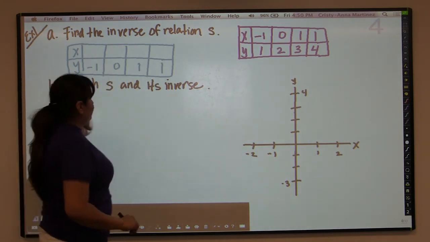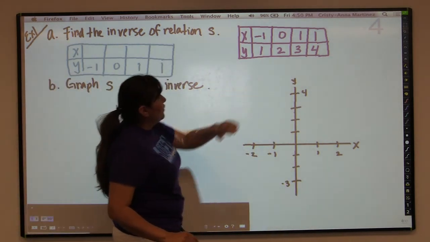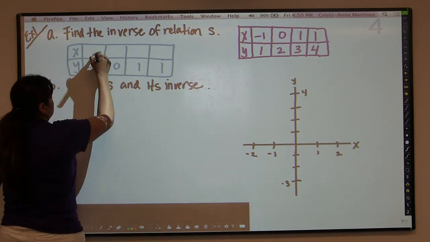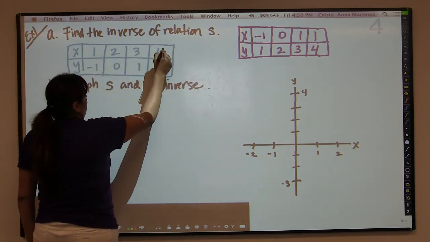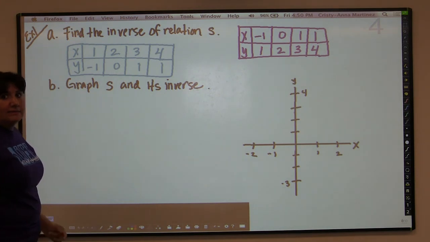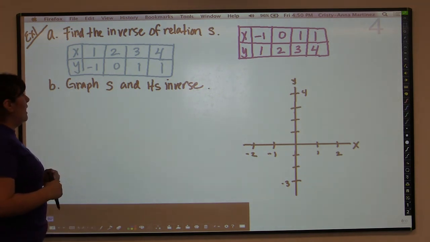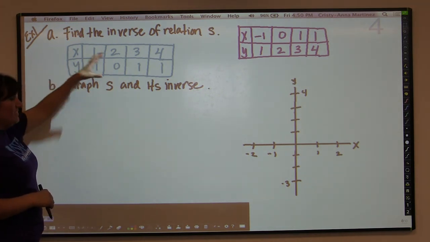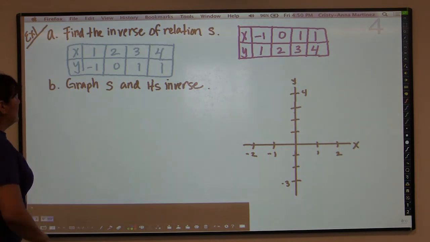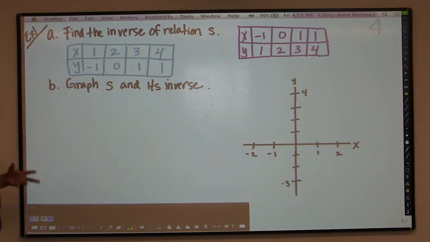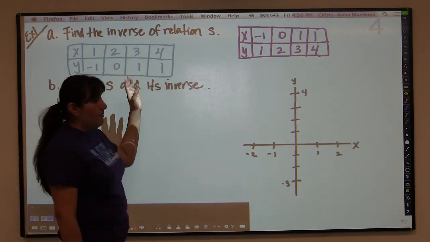So the y values are 1, 2, 3, 4. Well, those will become the x values, 1, 2, 3, 4. And that's about as hard as that gets. You just interchange x and y for the inverse of a table like that, okay? Now it says to graph S and its inverse. So they want me to graph both of them, okay?